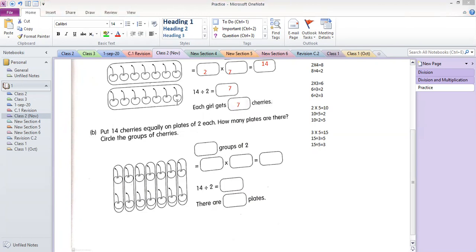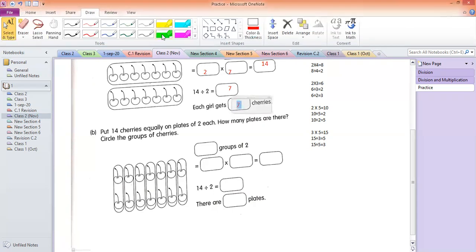First, I tell you what is group. This is group, right, guys? Let me pick a highlighter for you. This is the group. This is a plate. In one plate, you can see this is 1 and this is 2. There are 2 cherries in one plate.